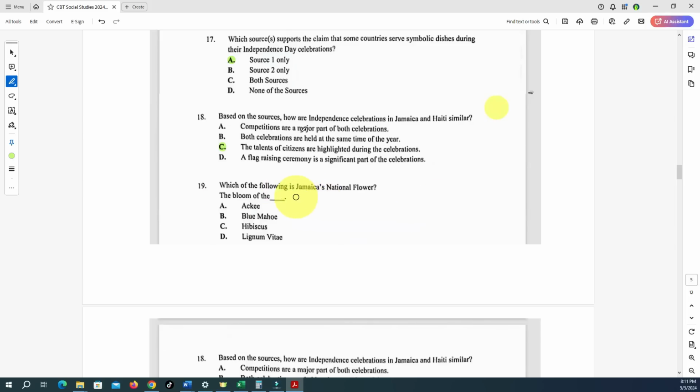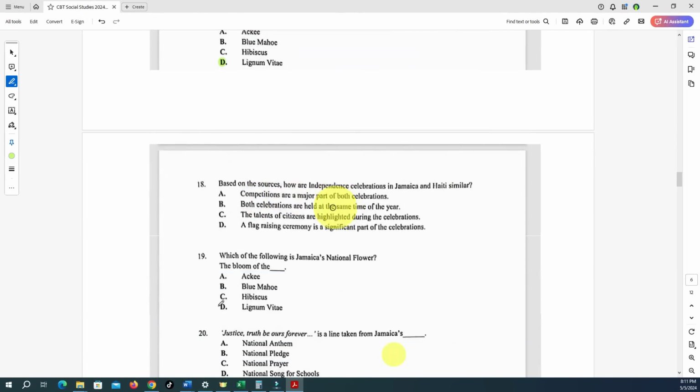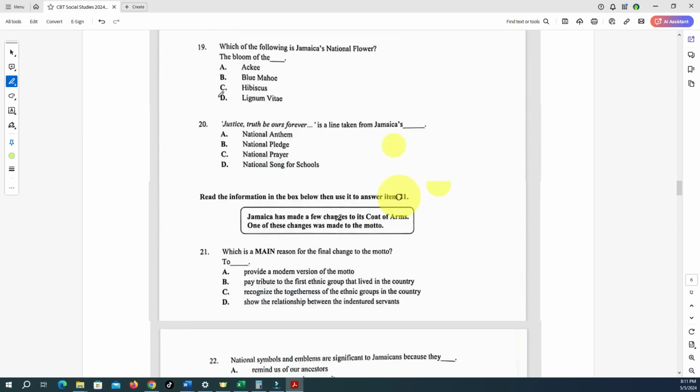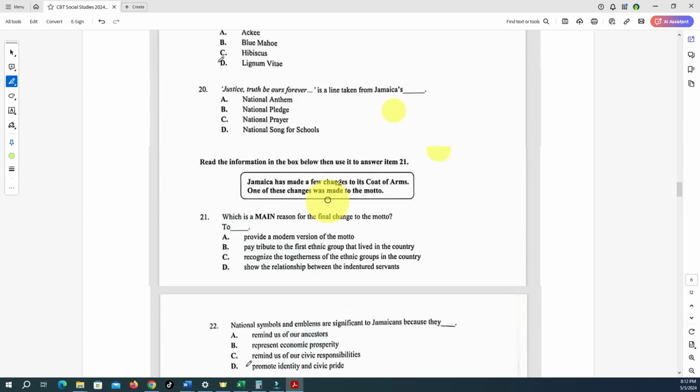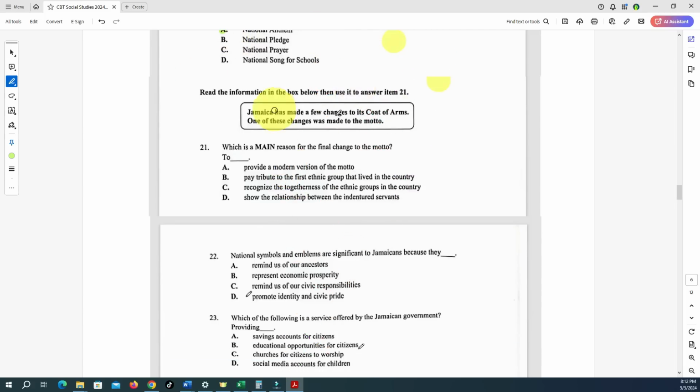Which of the following is Jamaica's national flower? The bloom of the lignum vitae, of course. That one is easy. Based on the sources, how are independence celebrations in Jamaica and Haiti similar? Competitions are a major part of both celebrations. I think I did this. I think this is repeated. Alright, so number 20. Justice, truth be ours forever is a line taken from Jamaica's national anthem. Yep, that's 20.